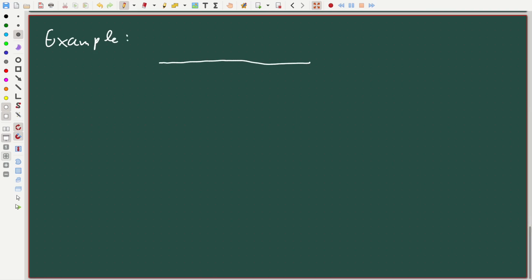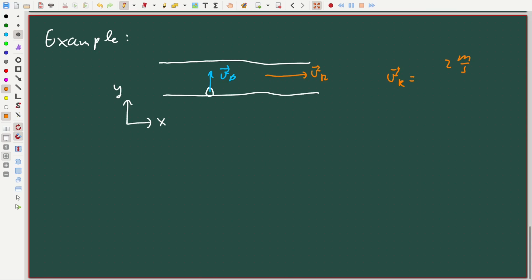So let's suppose we have here a river with a boat, and this boat moves in positive y direction. It is always very beneficial to define a coordinate system, so this would be x and this would be y. The boat moves in positive y direction with a certain velocity, let's call it vb, and the river by itself flows in positive x direction with the speed vr. Let's define some values: the river flows with 2 meters per second and 0 in y direction, and the boat vb moves in positive y direction with a speed of, let's suppose, 5 meters per second.